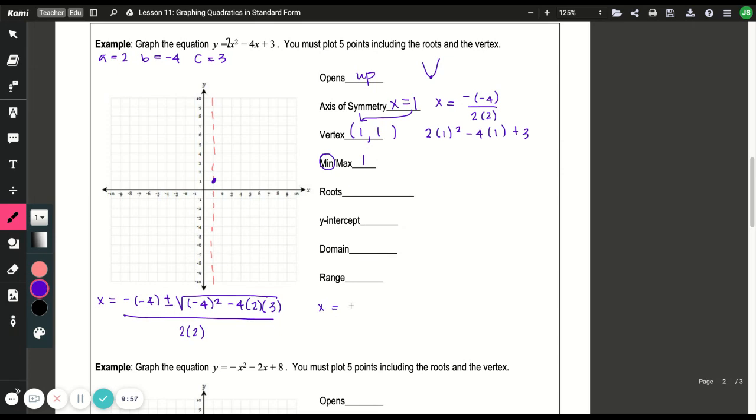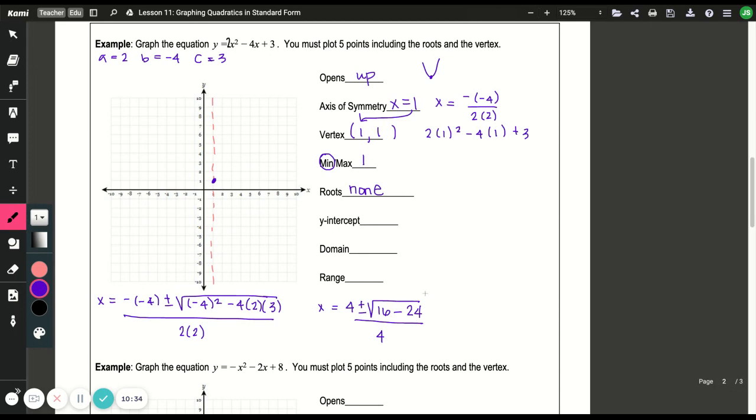So when I go to simplify this, I get positive 4 plus or minus the square root of 4 squared, which is 16, minus 4 times 2 is 8 times 3 is 24, over 4. When I try to simplify the radical, 16 minus 24 is a negative number. So yes, we can simplify it. We practice simplifying with the i's, but they're imaginary. They're not real points. That means there are no real points where it crosses the x-axis. So there are no roots.